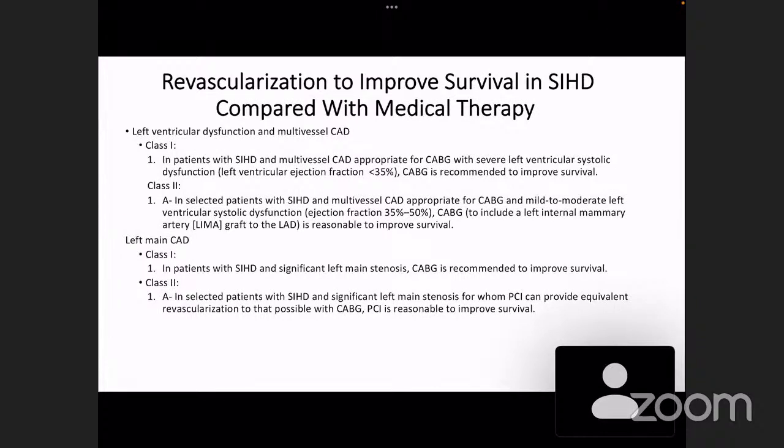For class 2A, with the same patients and multivessel coronary artery disease appropriate for CABG and mild to moderate left ventricular systolic dysfunction, EF from 35 to 50, CABG to include the left internal mammary artery graft to the LAD is reasonable to improve survival.